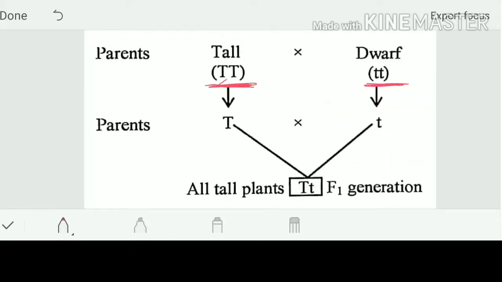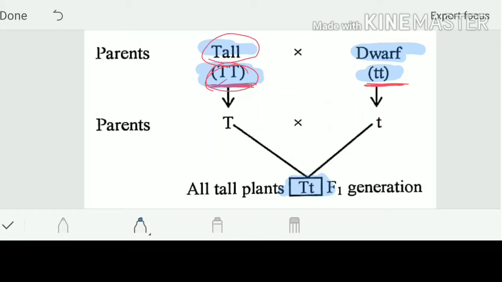If I go for the crossing of both of them, I will have the result as capital T and small t. The capital T is the pure tall parent. There are two words you should know: genotype and phenotype. The genotype of an organism is its genetic constituent, whereas the phenotype is the physical appearance. If I have capital T and capital T, the organism has to be tall, and if I have small t and small t, the organism will be dwarf.